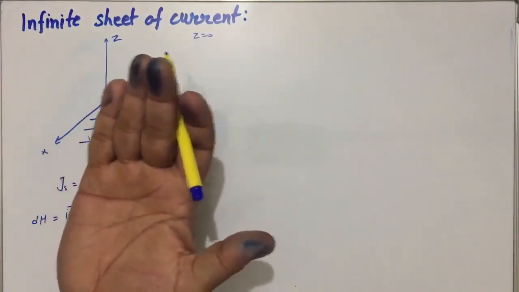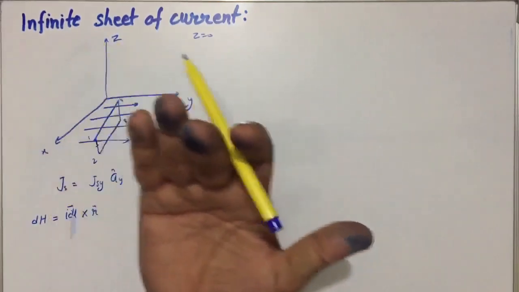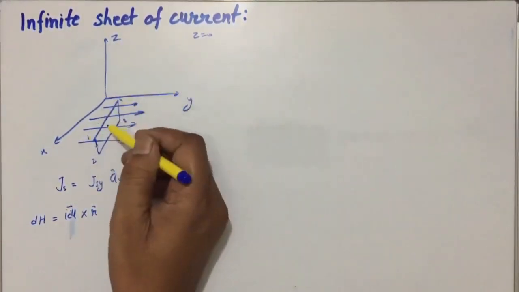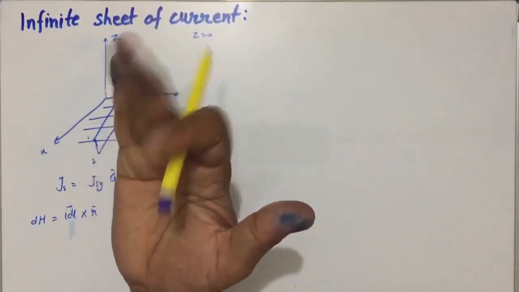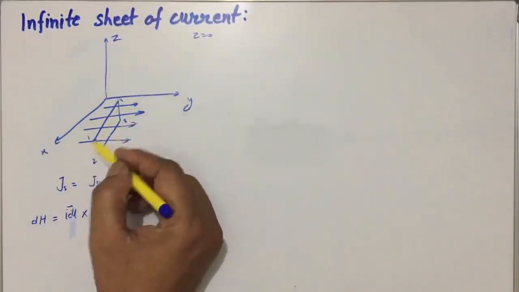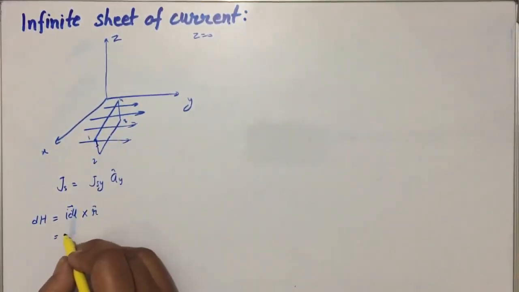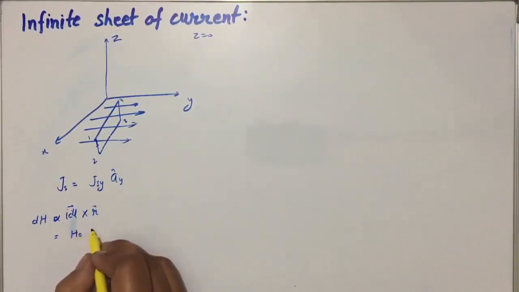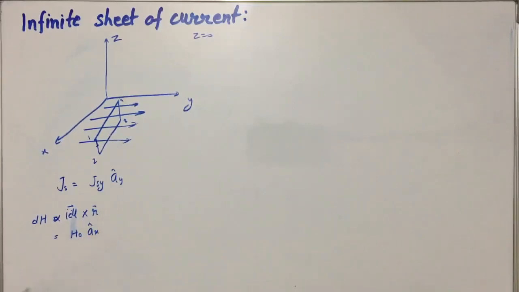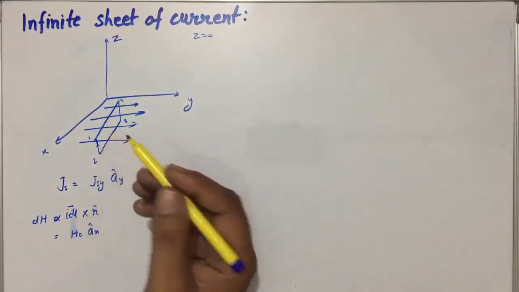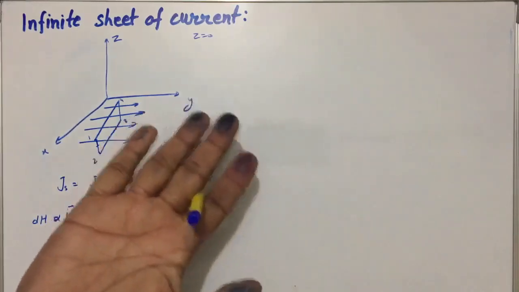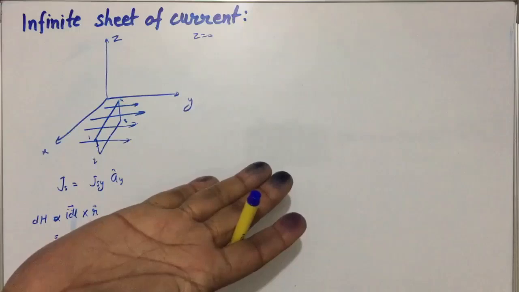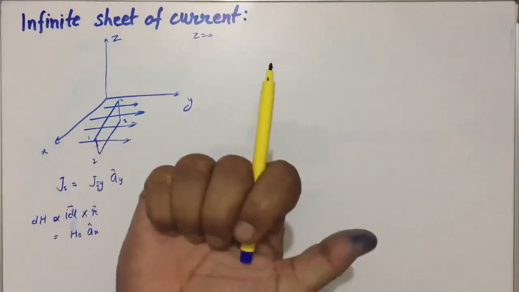Consider this current in the direction of y, and if the point is above, then dH will be in the direction of x. We can say it is H naught in the direction of ax. We don't know H yet, this is just the direction, H in the direction of ax. Now consider the bottom side. In the bottom side it will be in the direction of negative x.